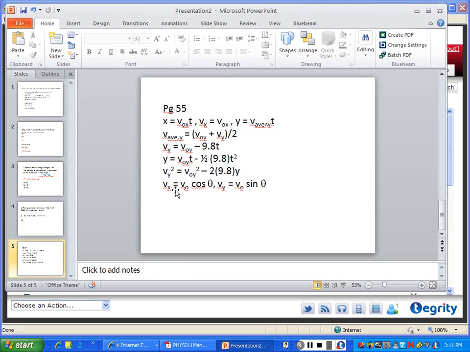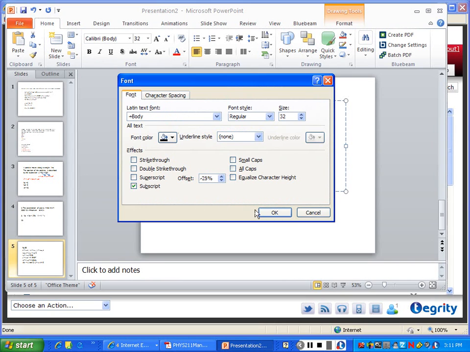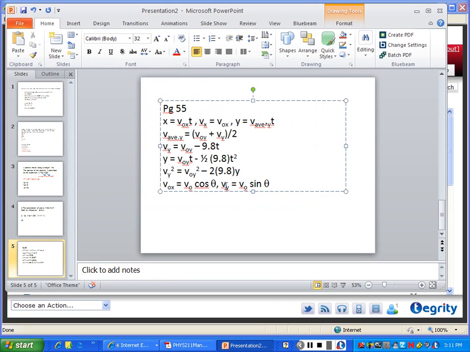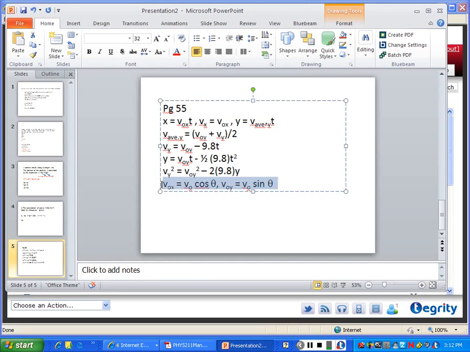So, I need one more. Oh, there. VOX and VOY. Okay. So these two equations here define for us what VOX and VOY are. Those are the initial horizontal and vertical velocities given the angle theta and the initial launch velocity V0.